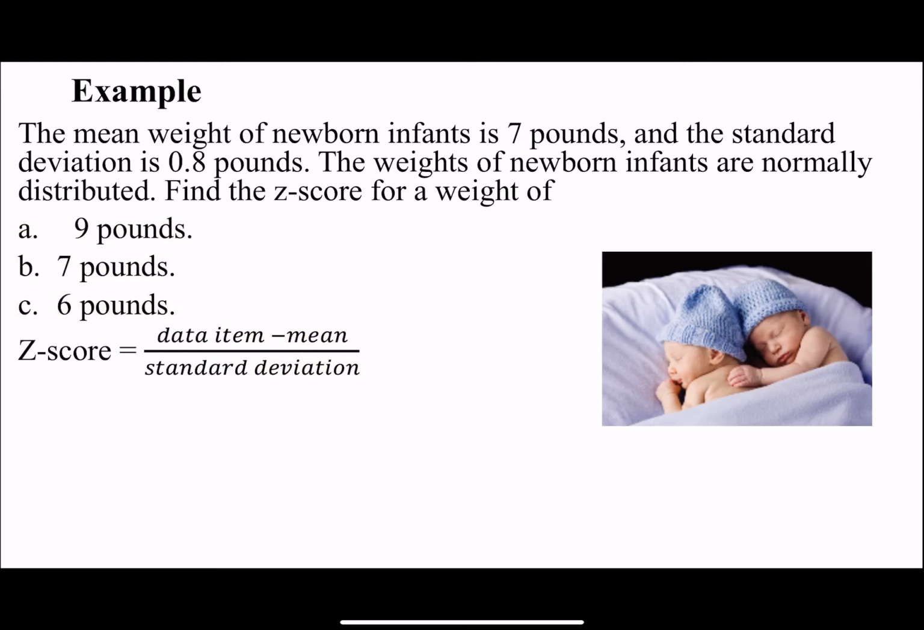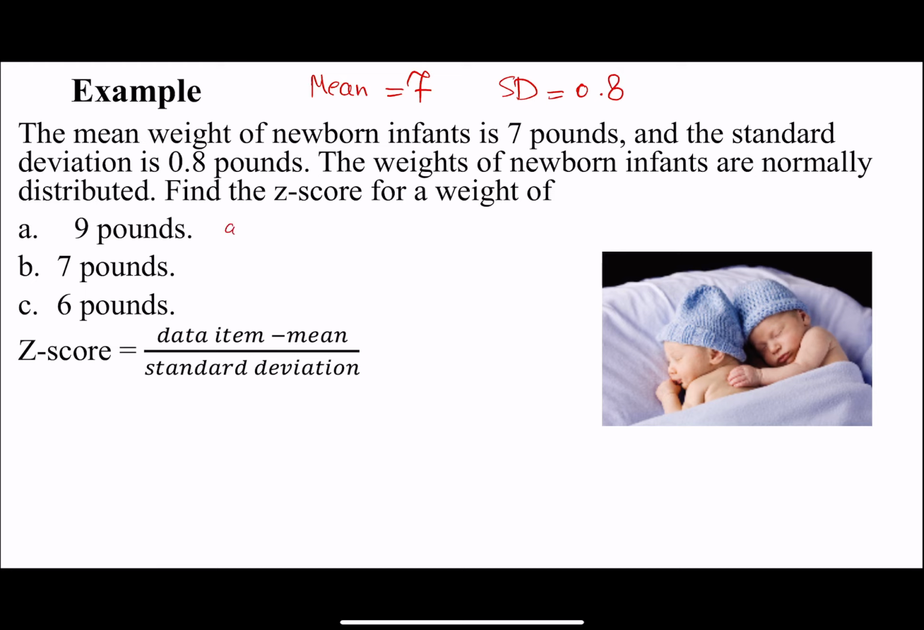Let's look at this example. The mean weight of newborn infants is 7 pounds, so the mean value is 7 and the standard deviation is 0.8 pounds. The weights of newborn infants are normally distributed. Find the z-score for the weights of 9, 7, and 6 pounds. Z-score is data item minus the mean value over the standard deviation.